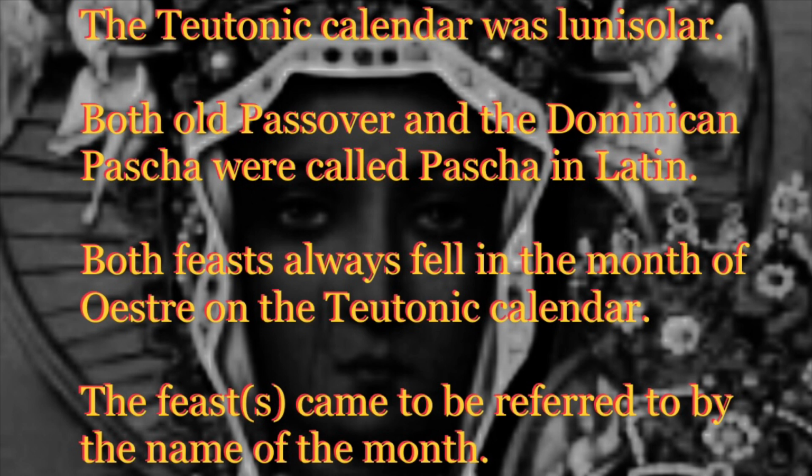If you think about it, it makes perfect sense because the Old Passover consistently falls at the middle of the lunar month, and the Dominican Pascha, what's popularly called Easter in English, falls roughly on the following Sunday. And so these feasts would consistently fall within the same lunar month, even if they don't fall in the same month consistently on solar calendars like the Julian calendar or the Gregorian calendar. Now, regarding the name of that month, Bede does say that it was named after a goddess.